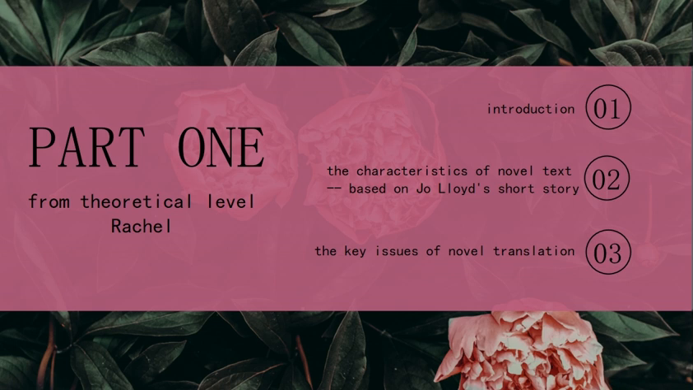Like literature creation, literary translation is a kind of aesthetic creation, but it's a recreation on the basis of the original work. As an important branch of literature, fiction has distinct stylistic characteristics. Taking Welsh writer Joe's short story, The Invisible, as an example, here we explore and summarize the linguistic and stylistic features of the novel text in practice, as well as key issues in the translation.